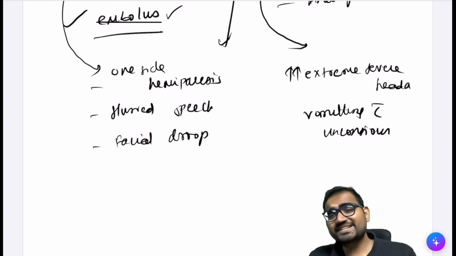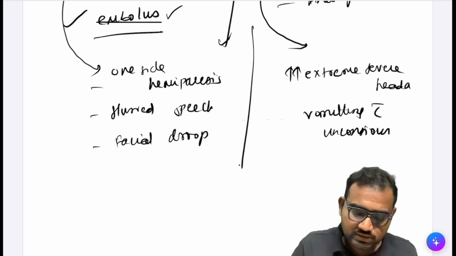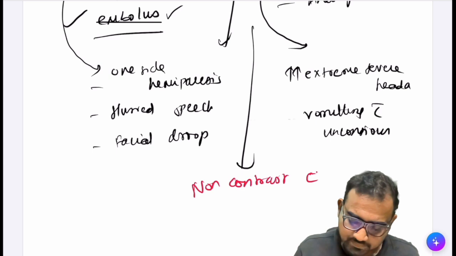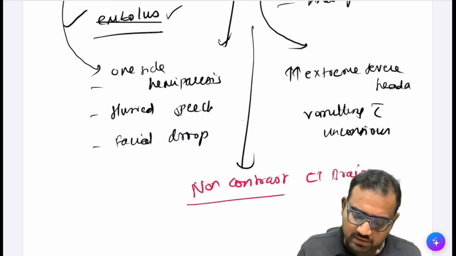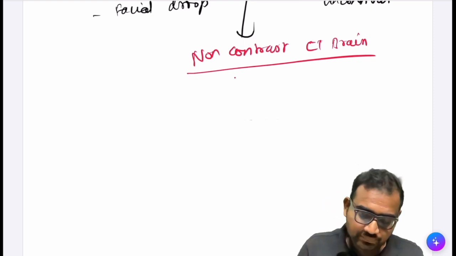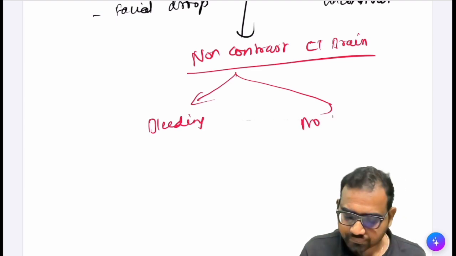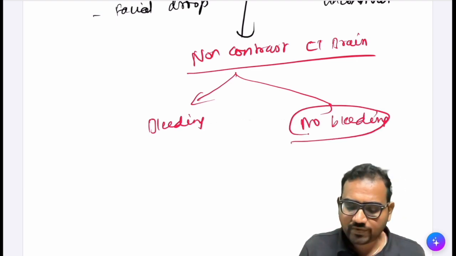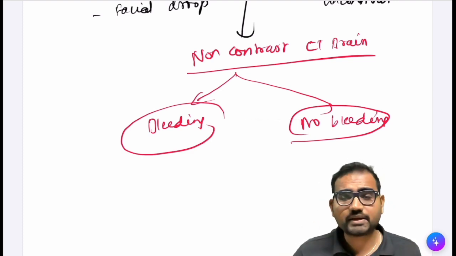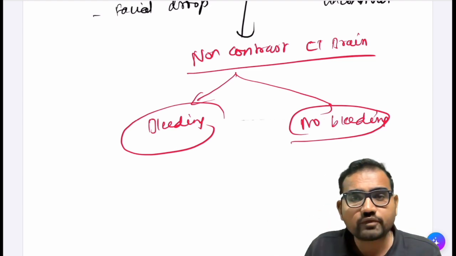Once I see the signs, one very important investigation I should do is a non-contrast CT brain. In the non-contrast CT brain, I should distinguish whether there is bleeding or no bleeding. If I don't take a CT scan and I just prescribe anticoagulants, imagine if it is because of bleeding, then the patient will die. So I should assess whether the stroke is because of increased bleeding or because of narrowing of the vessel walls.